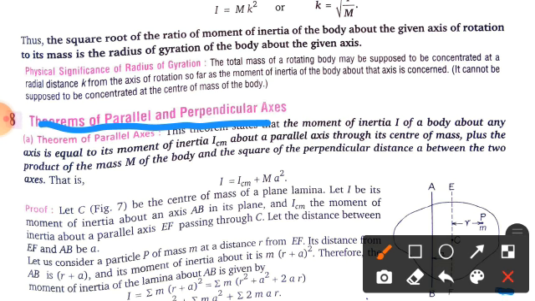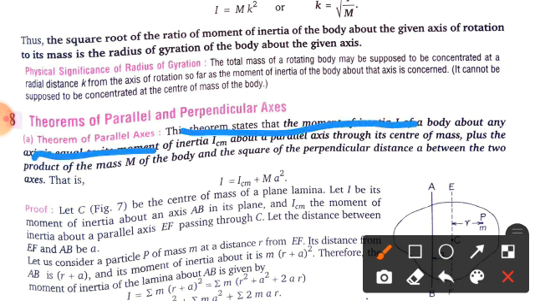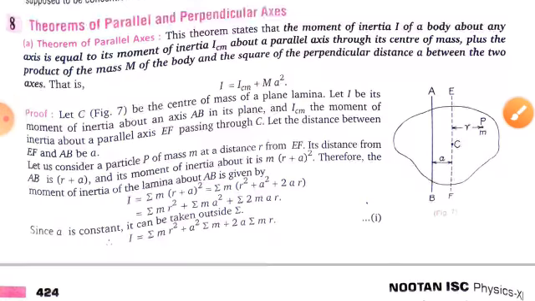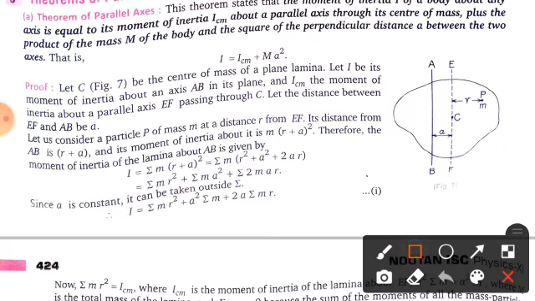This theorem states that the moment of inertia, which is I, of a body about any axis is equal to the moment of inertia ICM about a parallel axis through its center of mass plus the product of the mass m of the body and the square of the perpendicular distance a between the two axes. So you can write it like this: I equals ICM plus Ma square. Now we have to prove this relation using this figure.